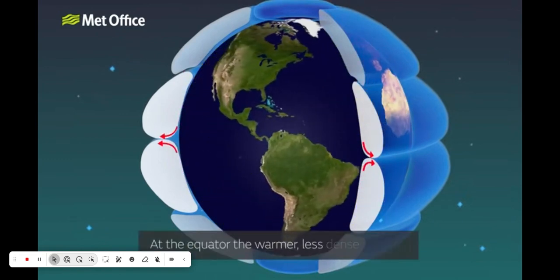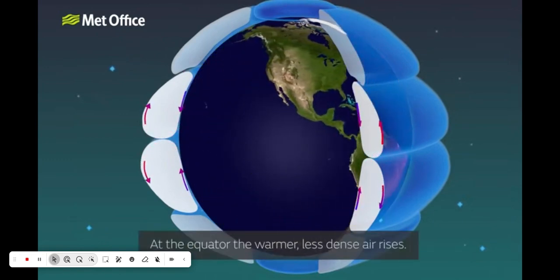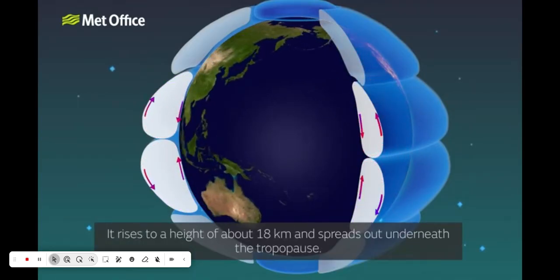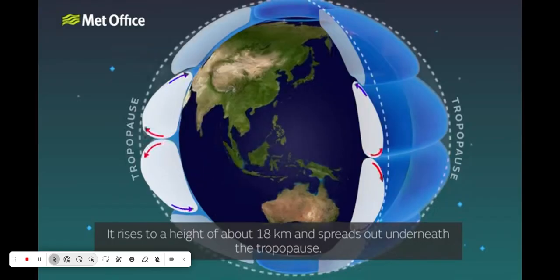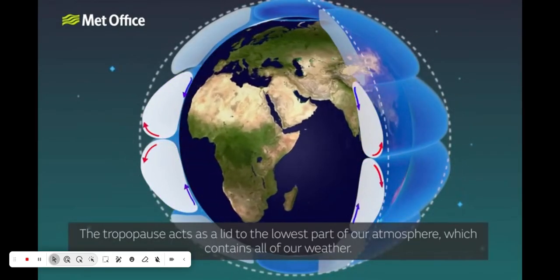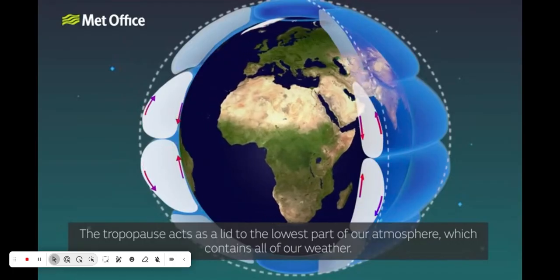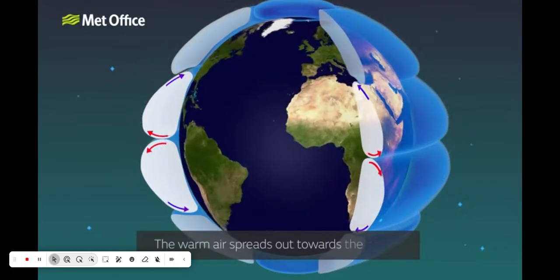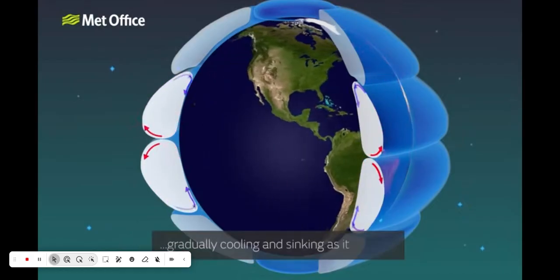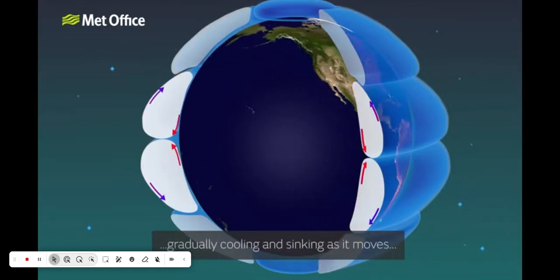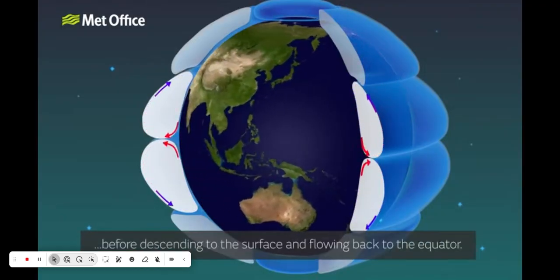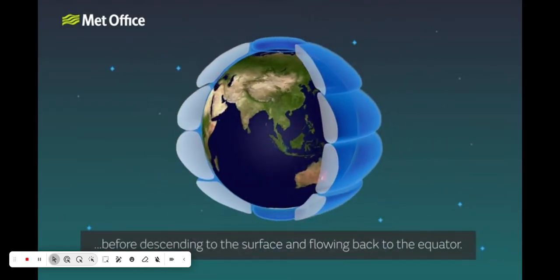At the equator, the warmer, less dense air rises. It rises to a height of about 18 kilometers and spreads out underneath the tropopause. The tropopause acts as a lid to the lowest part of our atmosphere, which contains all of our weather. The warm air spreads out towards the poles, gradually cooling and sinking as it moves, before descending to the surface and flowing back to the equator.